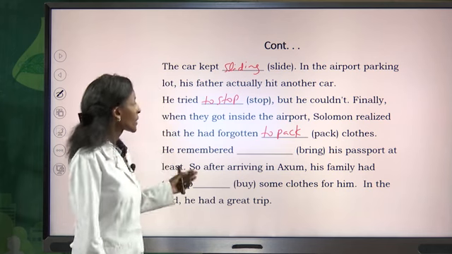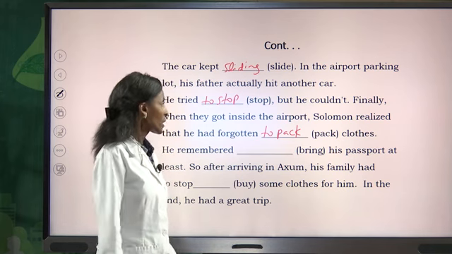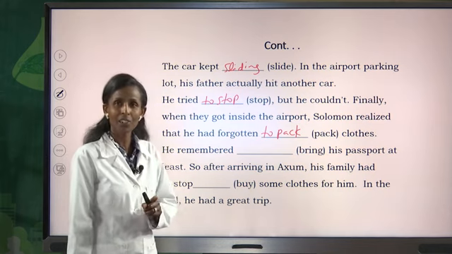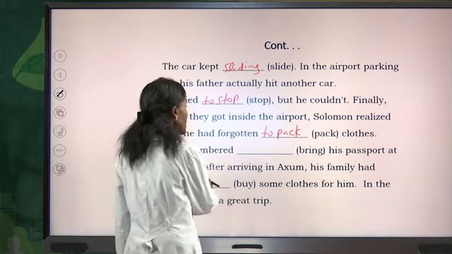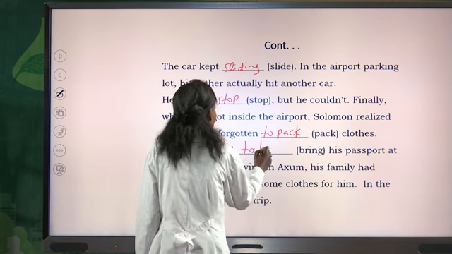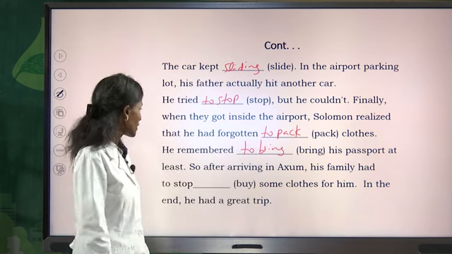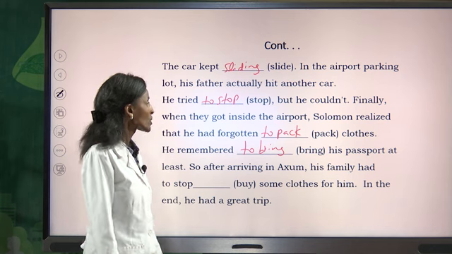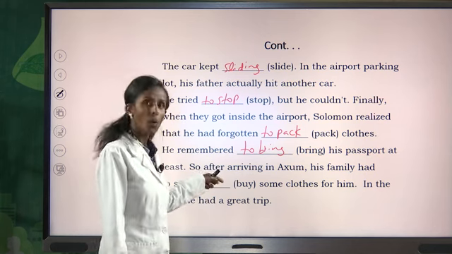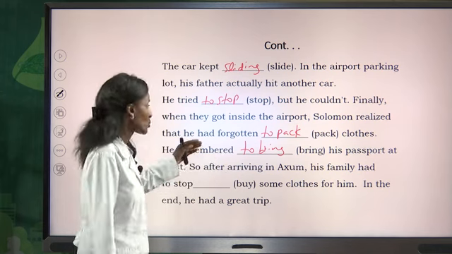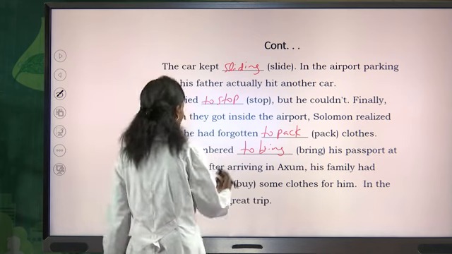He remembered, bring is there in bracket, his passport at least. This is something that he did, you see? So he remembered to bring his passport at least. So after arriving in Aksum, his family had what? So this is the result of what? Remembering to bring his passport at least. So this should be the infinitive, you see?